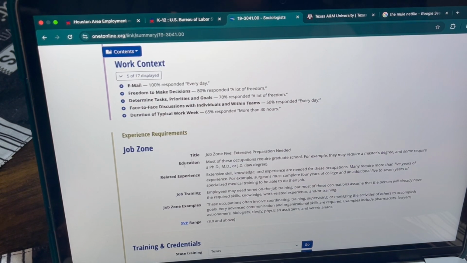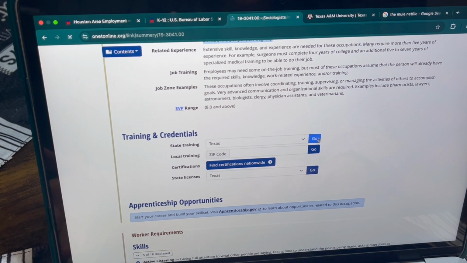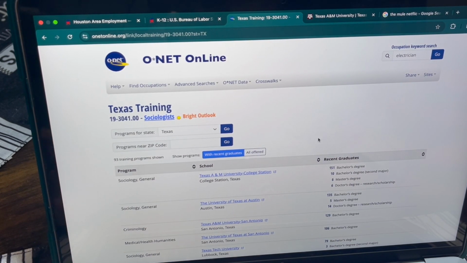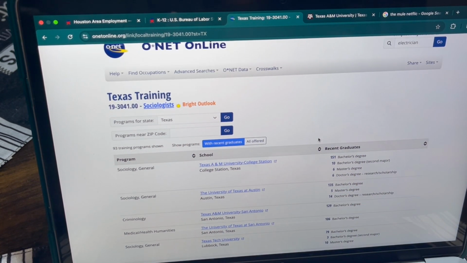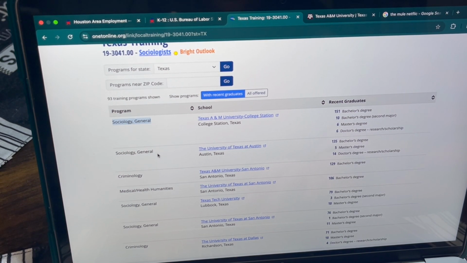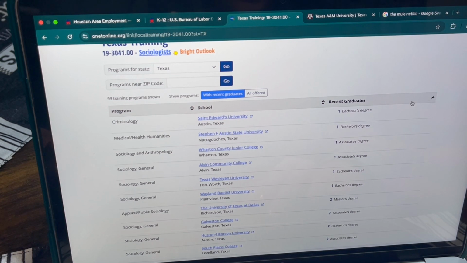What else? Right here, it says most of these occupations require graduate school. For example, they may require a master's degree, and some require a PhD, MD, or JD. That was really interesting to find out because I didn't know that. What's also really cool is that from there you can actually go on and see what schools offer that program. They offer general programs, sociology, something similar-ish, but not like criminology. For example, Texas A&M has 151 bachelor's degrees. These are recent graduates, which is really cool.